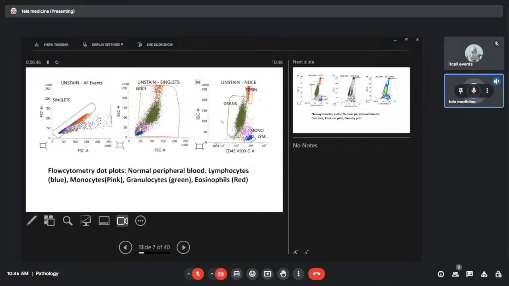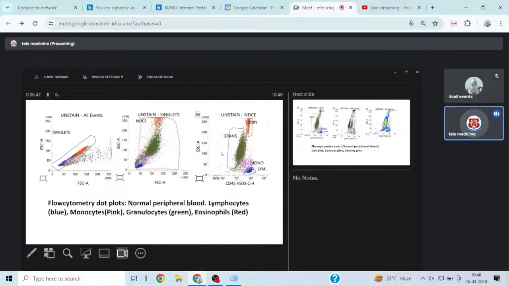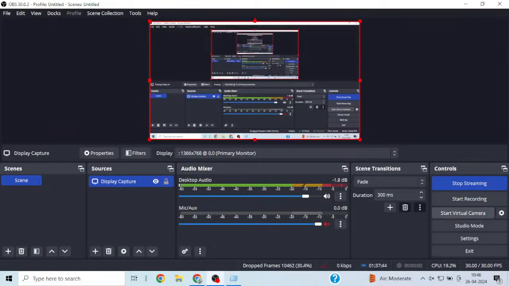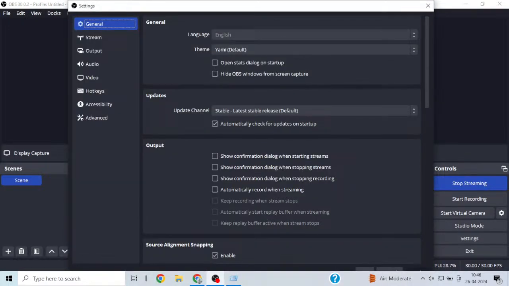Now coming to some plots. This is a dot plot because you can see all the cells here are represented. All the dots in this plot represent individual cells. So this is a basic plot of forward scatter versus side scatter. Now here you can see there are cells. Here you can see this is a blue population. There is a pink population sitting on this. So this blue has minimal side scatter.